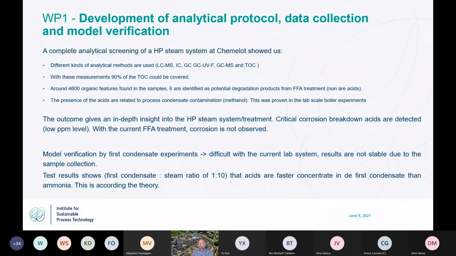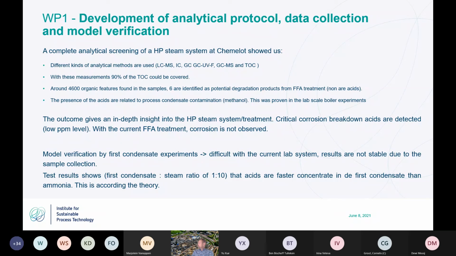Also in this project, we want to have some model verification. There was also some work done by Caroline and Sue to look at first condensation corrosion, but on a lab scale. To check for first condensate corrosion is very difficult. Also, the sample collection was very difficult, but they did some testing already.